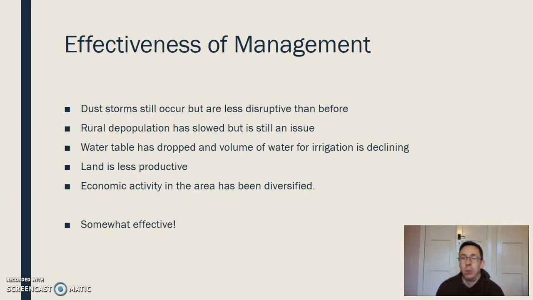The water table. Now, water table is just the natural line under the ground at which water would sit. So it's that natural level that water exists at underground. It's decreasing. Because that's decreasing, the amount of water you have available for irrigating your crops, for instance, is declining. The land overall is less productive, and because of this, economic activity in the area has had to be diversified. You've had to have different methods of making money now. So we would say that overall this has been somewhat effective. It's not been totally effective, but there have been some successes.